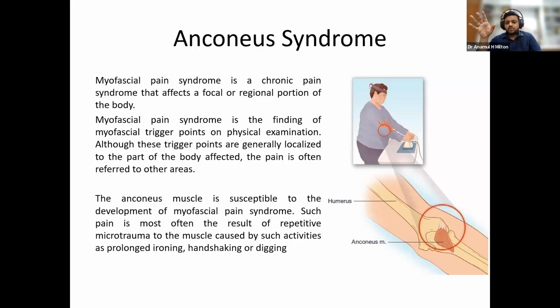Another thing is that it is mostly chronic. Usually micro trauma affects the muscles, and some muscle fibers convert into a taut band. So when this taut band is stressed, that time it causes the pain.